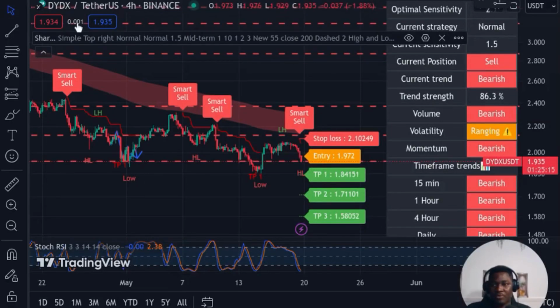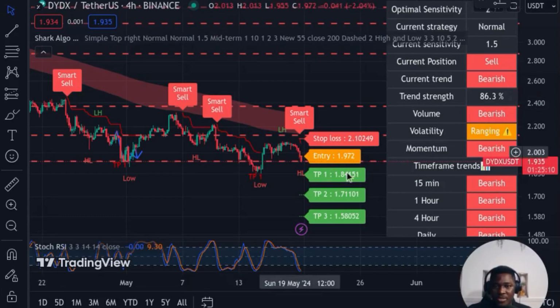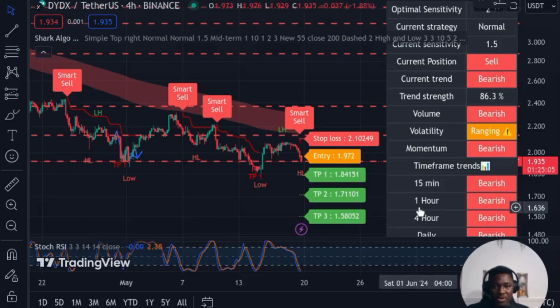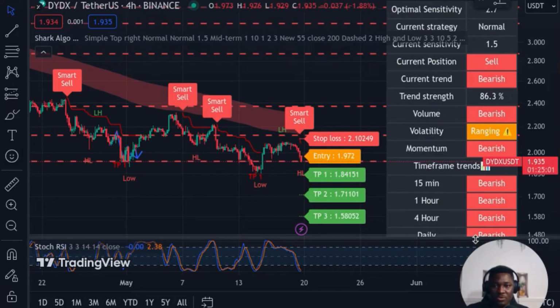The 4-hour chart of the YDS USDT. As you can see, the YDS is completely bearish. The 15 minutes chart is bearish. The 1-hour chart is bearish. The 4-hour chart is bearish. Even the daily chart is also bearish.